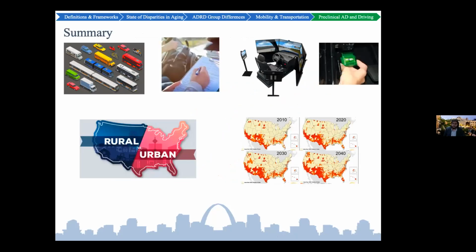I lied, that was not the last slide. This is the last slide. I've inundated you with a lot of statistics, a lot of data, verbiage, and so I just want to briefly summarize them with a couple of images. So we know that roughly 95% of the landmass of the United States is considered to be rural, but only 20% of the US population resides within those rural areas.